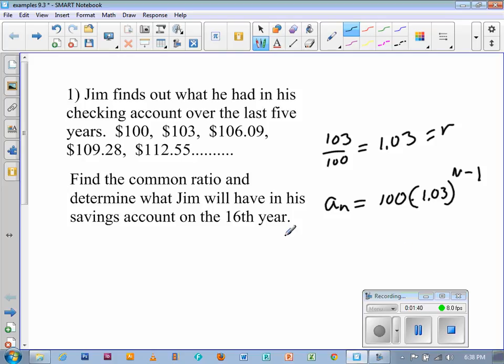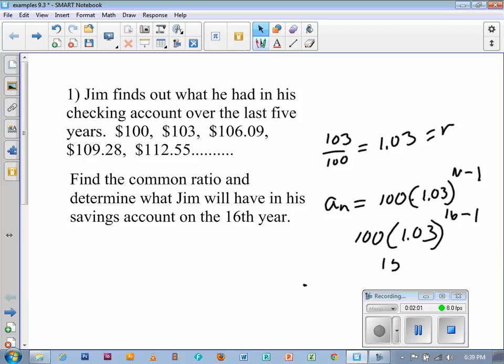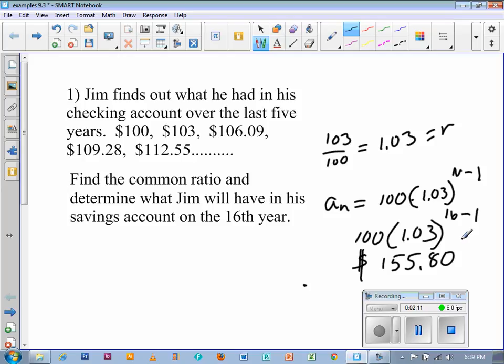So we want the 16th year. So we simply do this. Put 100 times 1.03 to the power of 16 minus 1. And that will give us his amount in the checking account. If you evaluate this on your calculator, you come up with $155.80. That would be your value on the 16th year. So this is an example of how you can use an explicit formula to help you in a setting. Of course, the pattern has to increase by 3% each year.